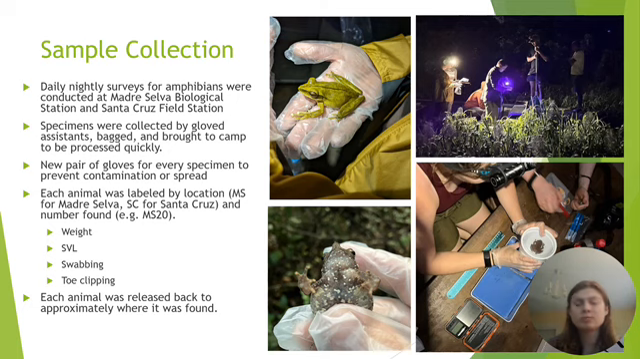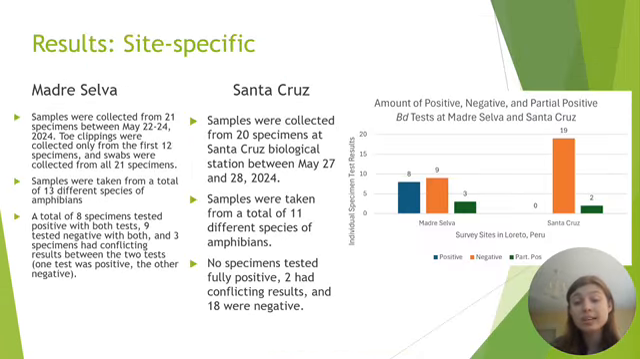Each sample was labeled by location and number of sample collected, and we also collected the weight, the snout vent length, and the species of each specimen. For site-specific results, from Madre Selva we collected from 21 total specimens of 13 different species. We got toe clippings from the first 12, and we got 21 swabs from all of them.